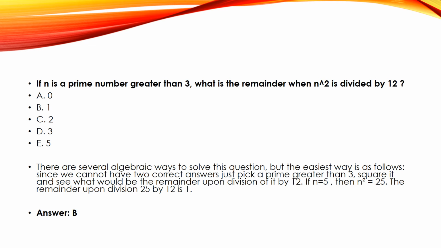Let us consider another example. If n is a prime number greater than 3, what is the remainder when n square is divided by 12? There are several algebraic ways to solve this question, but the easiest way is as follows. Since we cannot have two correct answers, just pick a prime greater than 3, square it, and see what would be the remainder upon division of it by 12. If n is equal to 5, then n square is equal to 25. The remainder upon division of 25 by 12 is 1. So the answer would be B.